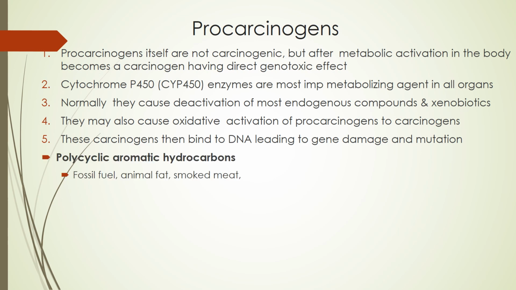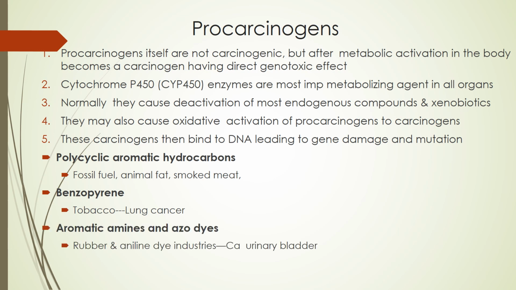Examples are found in fossil fuels, animal fat and smoked meat. There are chemical substances called polycyclic aromatic hydrocarbons, which act as pro-carcinogens. In tobacco, especially cigarette smoking, there is a substance called benzopyrene, which causes lung cancer. It is also a pro-carcinogen. In rubber and aniline dye industries, aromatic amines and azo-dyes are used, and they act as pro-carcinogens in producing carcinoma of the urinary bladder.